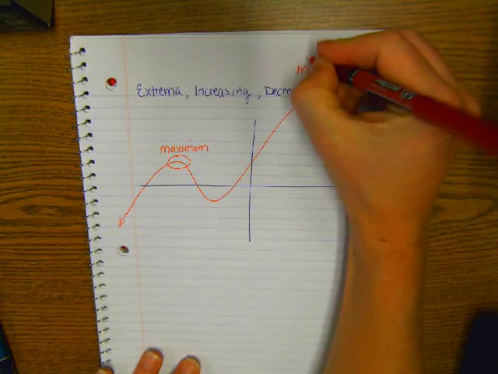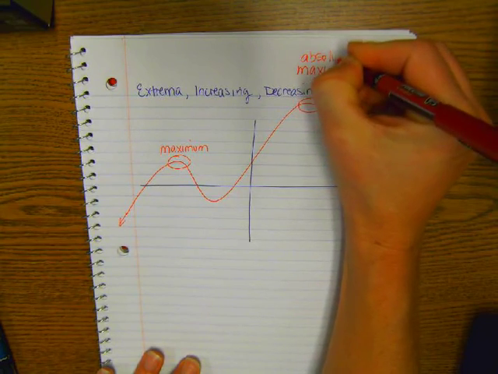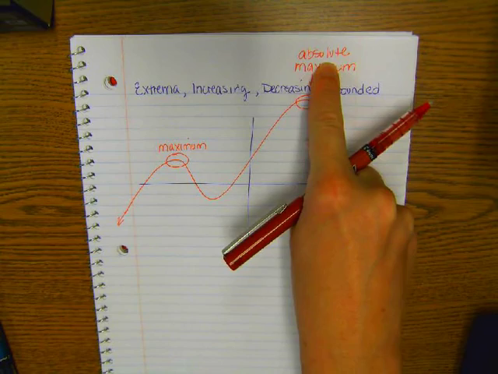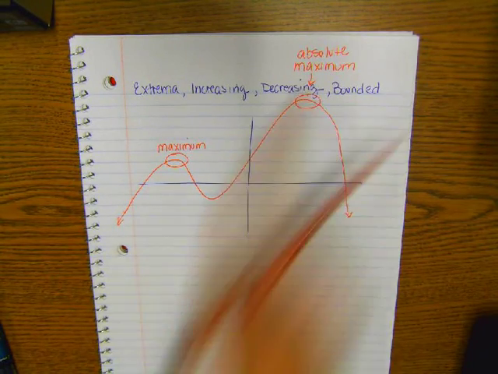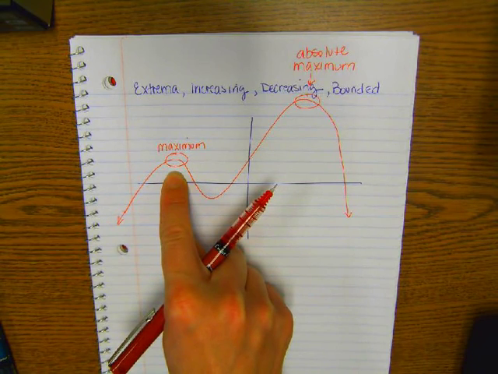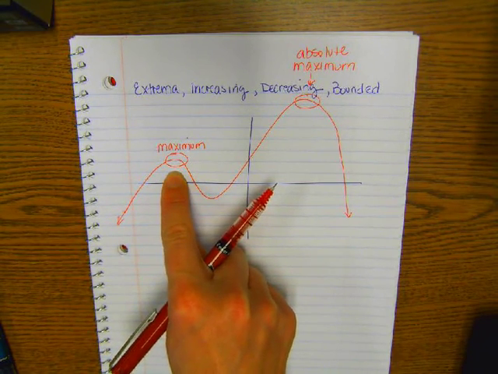Yeah, that is an absolute maximum. Now, is it also a local maximum? Yeah, but that kind of trumps that. Okay, this is absolute. It's the highest point of the whole graph. Is this still a high point of the graph? Yeah, but it's not the highest of the entire function, so we would call this local.